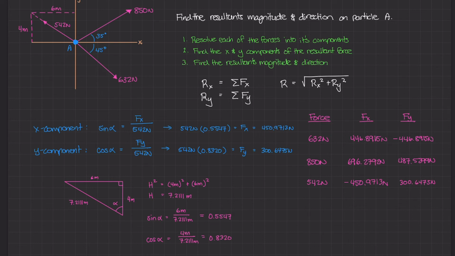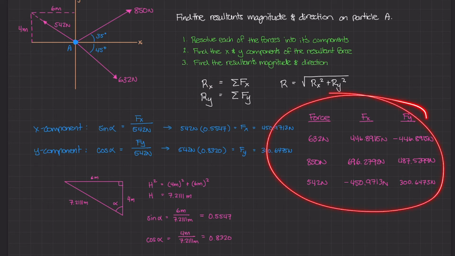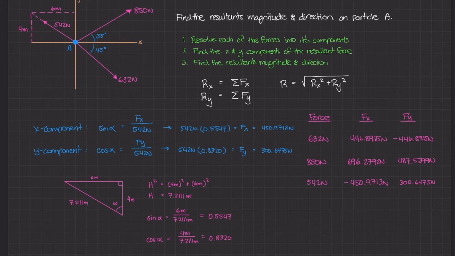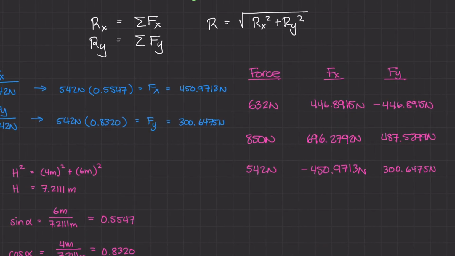And how do we do that? Well, we just sum all the forces in the x direction and all the forces in the y direction, and that gives us the x and y components of the resultant force, respectively. So let's go back to this chart right here, and let me draw a little line here. And what we can do is we can do our summation right here.